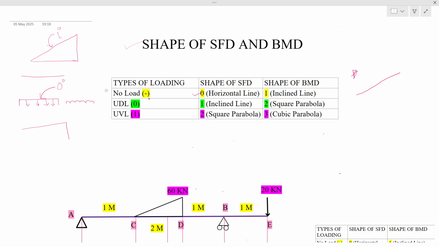So the trick is, here you can see UVL is a 1 degree line, so you add 1 degree to get the SFD shape, and if you add 1 more degree you will get the BMD shape. Similarly, 0 plus 1 is 1, 1 plus 1 is 2. So you have to add 1 degree each time. Now I will show the application of this trick.